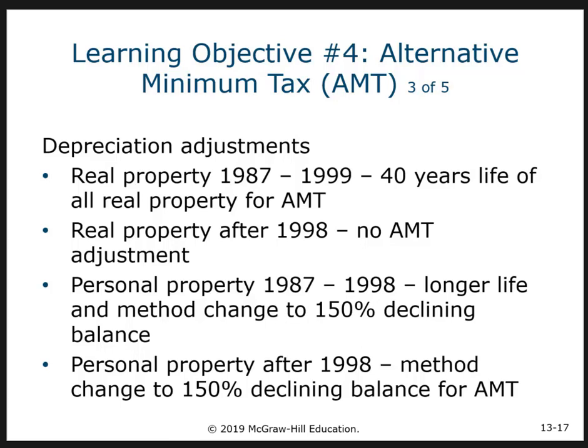But regular depreciation deductions, especially the further back you go, there was quite a difference in how much depreciation you could take for regular tax versus the AMT. So you'd look at the two and you'd have the difference. This is what your depreciation would be under regular tax. This would be on AMT. The difference would be what you put on this Form 6251.